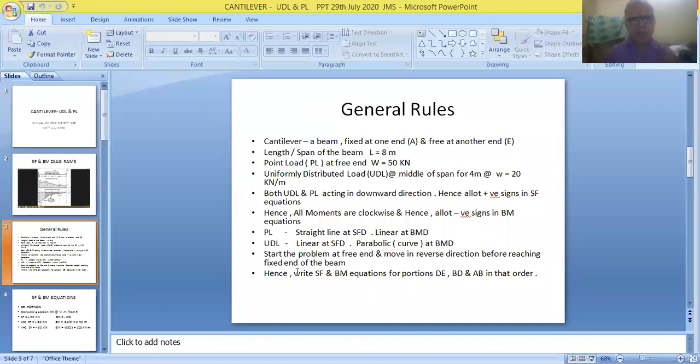So now, as usual, we have to begin the problem from the free end of the beam and move in reverse direction before reaching the fixed end of the beam. So therefore, SF and BM equations must be written in this particular order. So friends, DE portion will be taken in the beginning, and afterwards we have to consider BD portion, and finally we have to consider AB portion for writing these equations.